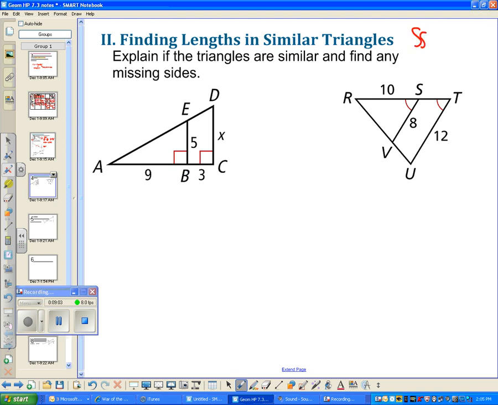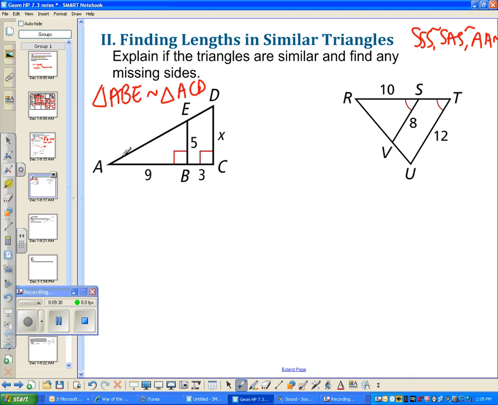Could it be SSS, SAS, or angle-angle similarity? All these are similarities. We don't know about all the sides, so it can't be SSS or SAS really. So let's see if it could be similar by angle-angle. If you look at these triangles, both triangle ABE and ACD, these are the ones that we want to prove similar.